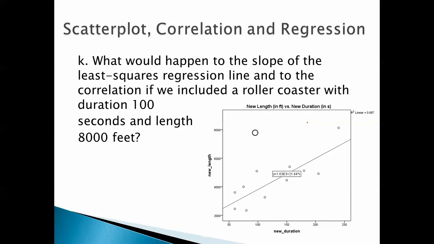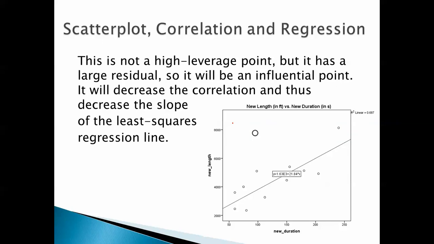For example, what would happen to the slope of the least squares regression line and to the correlation if we included a roller coaster with duration 100 seconds and length 8,000 feet? In other words, that's this point over here. What would happen if we added that point to the data set? Now, this is not a high leverage point. A high leverage point has to have an x value over here or an x value over here. It's got to be far away from the mean of the x values.